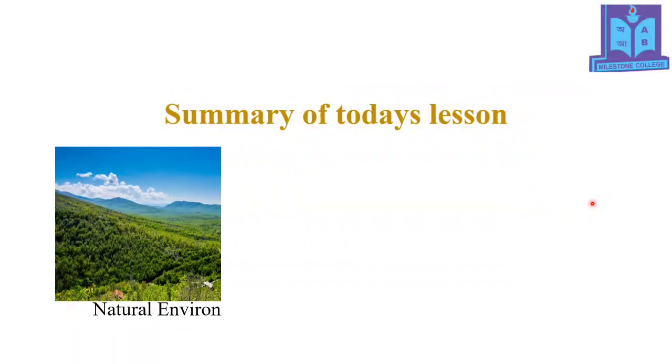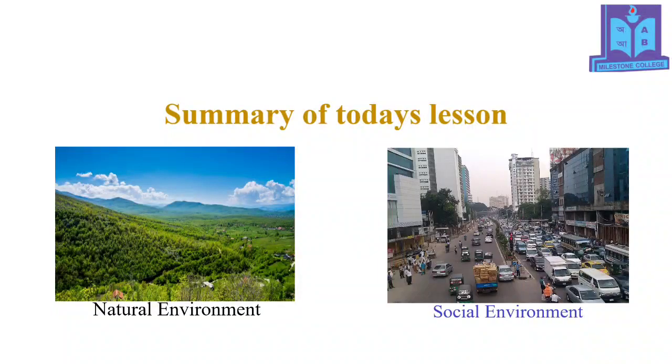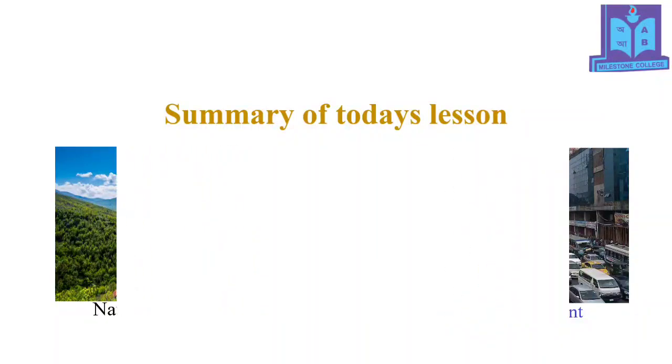Summary of today's lesson. Our environment is our surroundings, or all the living or non-living things around us. Environment can be divided into two types, natural environment and social environment. The elements of natural environment are plants and trees, land, water, air, river, clouds, the sun, etc.